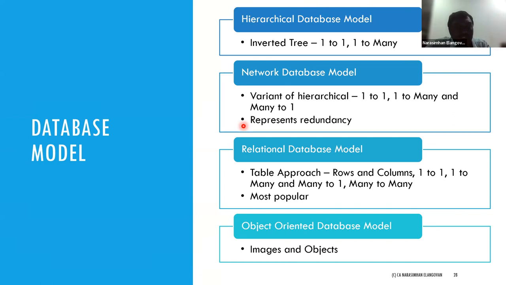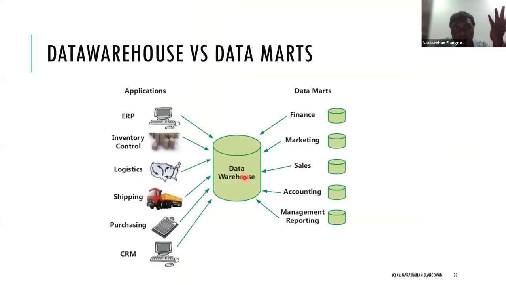Coming to RDBMS, one of the most popularly used databases, it follows a tabular approach. That means all the data is stored in tables, rows, and columns. Tally follows that relational database system, right? You have one to one, one to many, many to one, and many to many. That means the most popular. And last, you have object oriented, typically used for images and objects, something like Ghana.com, YouTube.com, Google image search, etc.